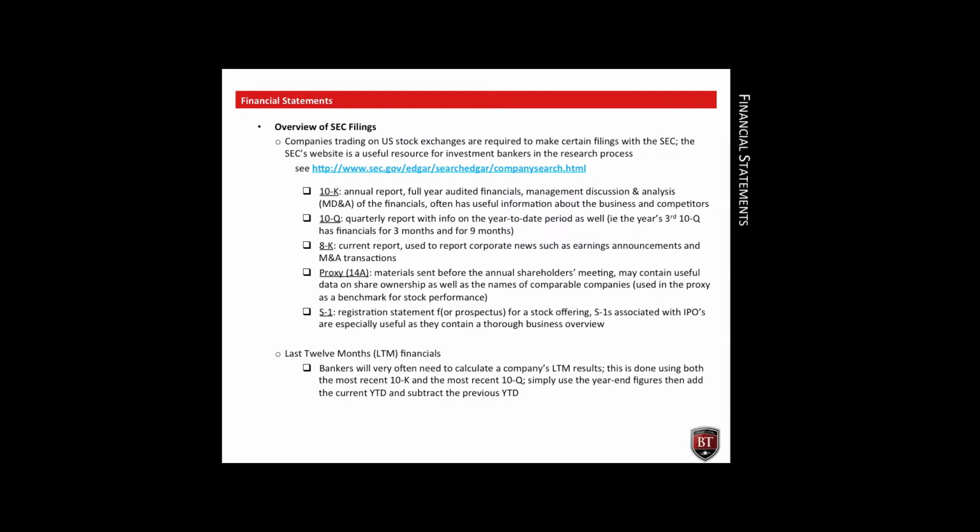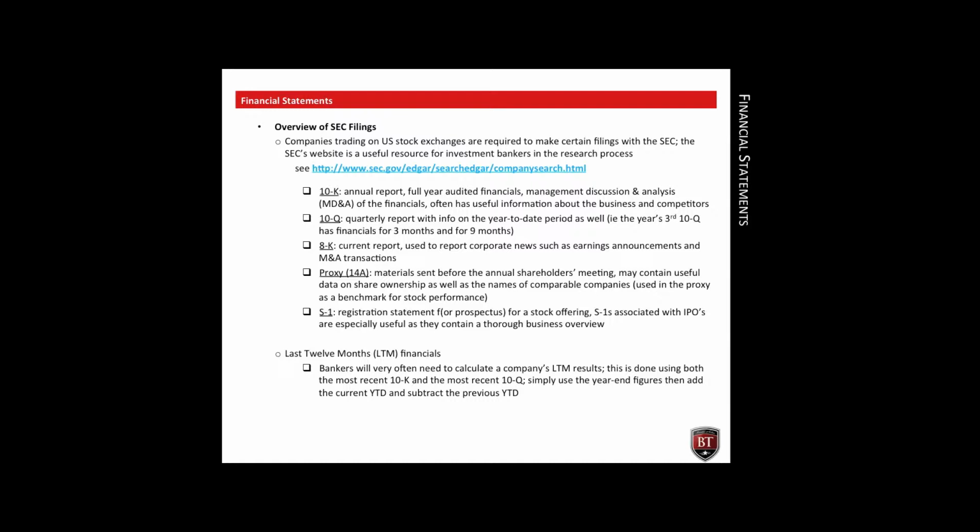Next one on the list here is the proxy, which is also known as a 14A. This includes materials that are sent out before the annual shareholders meeting, and it may contain useful data on share ownership, as well as the name of comparable companies, because in the proxy, a company will have to gauge its stock performance versus that of its peers, and you can often see who a company considers to be its peers.